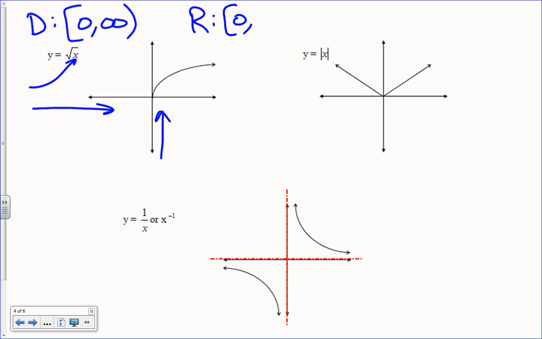So 0 to, does it go to infinity? Yep, this slowly keeps on going up. So is it going to take a while to get to 100 for a y value? Yeah, but will it get there? Yes, it will. Okay, so it does go all the way to infinity. Questions on that one? So you see how you could look at the function or look at the graph. Either way works. Okay. How about absolute value?